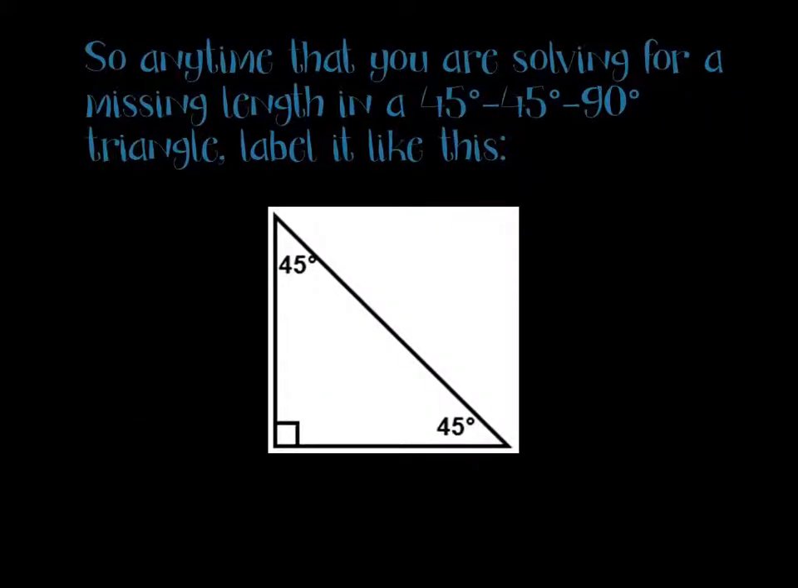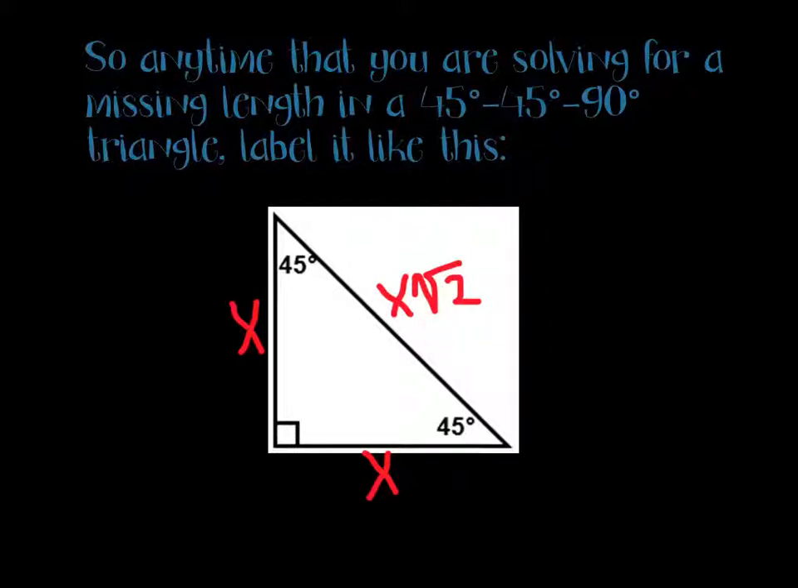So anytime that you're solving for a missing length in a 45-45-90 right triangle, you can label it like this, and you need to label it like this every time. Each leg is x. The hypotenuse is always x square root of 2. There's a ratio of side lengths that always exists when you're talking about 45-45-90 right triangles. They're x, x, and x square root of 2.